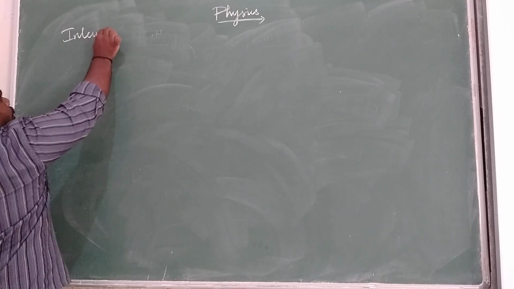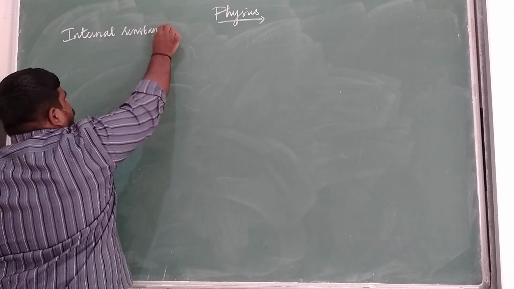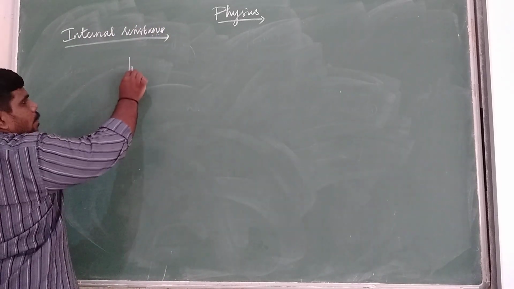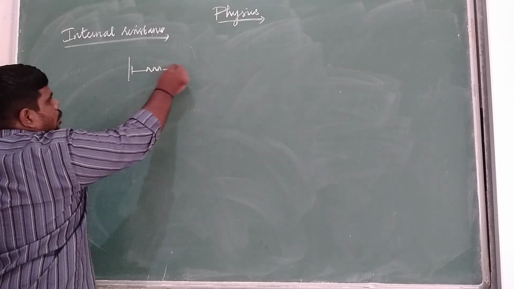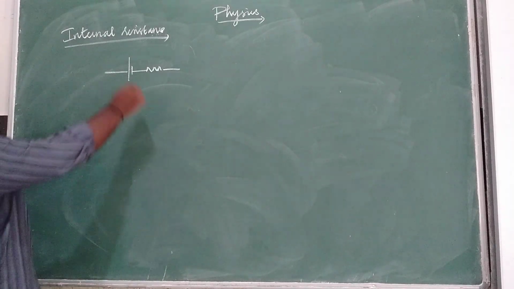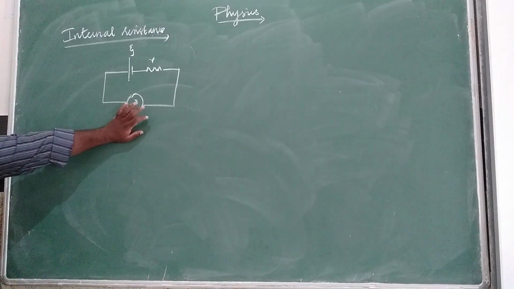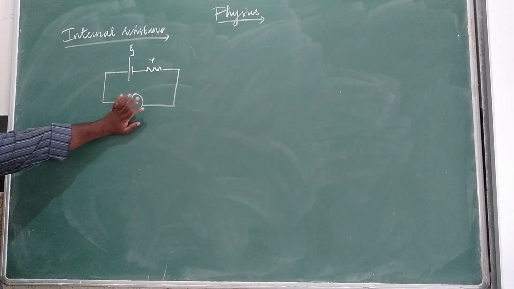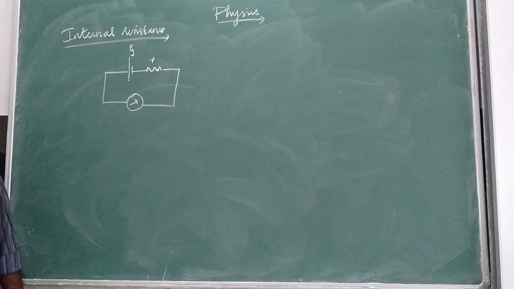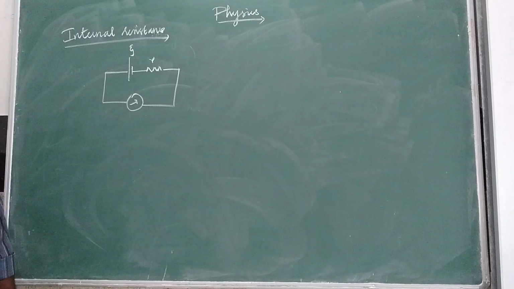But a battery has electrodes and electrolyte solutions, and there is a resistance to the flow of charges. This resistance is called the internal resistance, and it is denoted by r. Clear? An ideal battery has zero internal resistance, and it increases with aging. Clear? The next one is an important question: the internal resistance of a cell using a voltmeter.